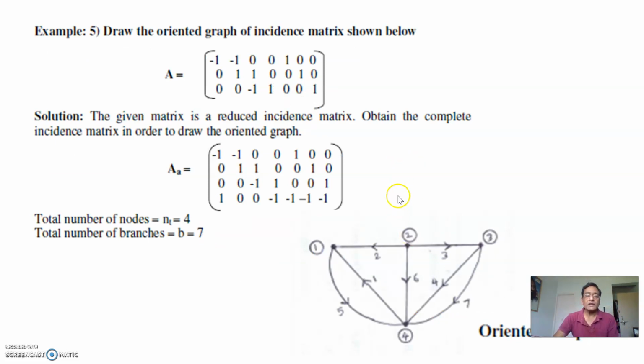And similarly, I'll take one more example and draw the oriented graph of the incidence matrix below. Oriented graph. They are not saying graph. Oriented graph means your graph should have the direction of currents marked. Okay. So now let us see the matrix given is an incidence matrix. They say whether it is reduced incidence matrix. If they write A, then it is definitely the reduced incidence matrix. If you write A suffix small a, it is the complete incidence matrix. And before getting the graph, I must get the complete incidence matrix, but given is only the reduced incidence matrix.